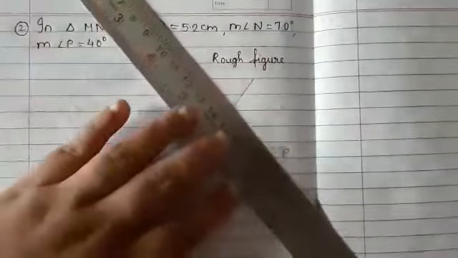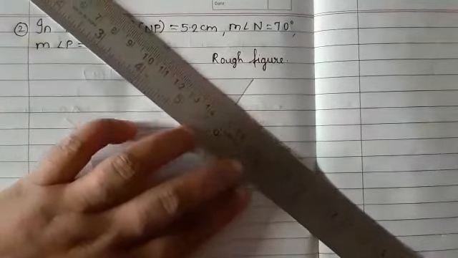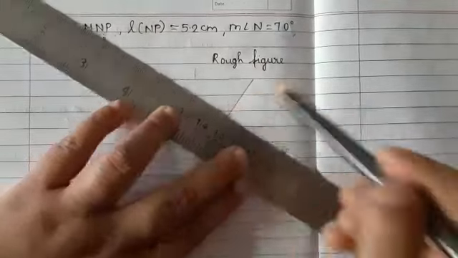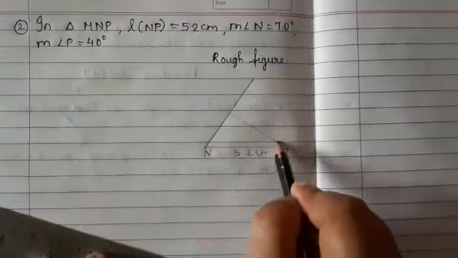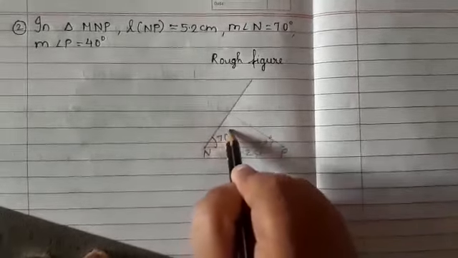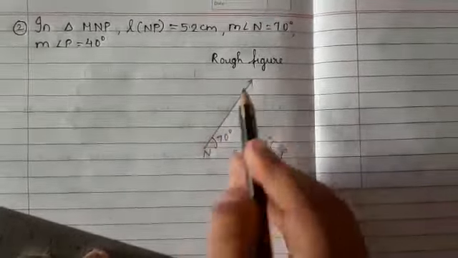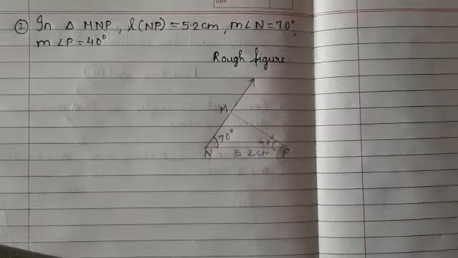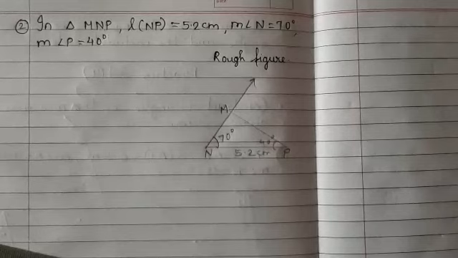Yes, and here in this way I will have the next angle, that is of 40 degree. Yes, P is 40 degree and N is 70 degree. So in this way I will have my triangle. Okay, so now let us go for the main construction.